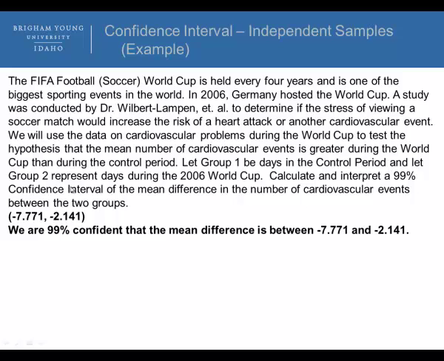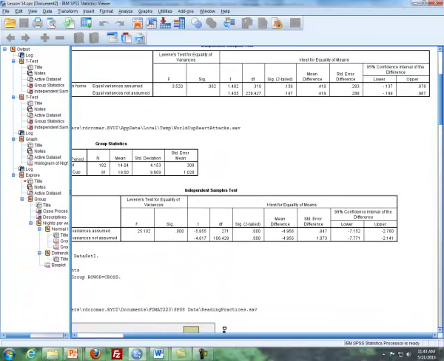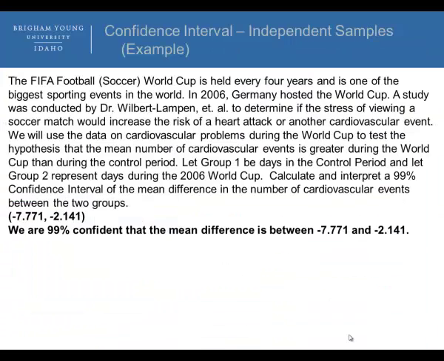Calculate and interpret a 99% confidence interval of the mean difference in the number of cardiovascular events between the two groups. Now I got a result of negative 7.771 and negative 2.141. Where I got that result, let me go down to my second table here, is this number right here. So when we go back, how we interpret that is that we are 99% confident that the mean difference, so the difference between the two means, is between negative 7.771 and negative 2.141.